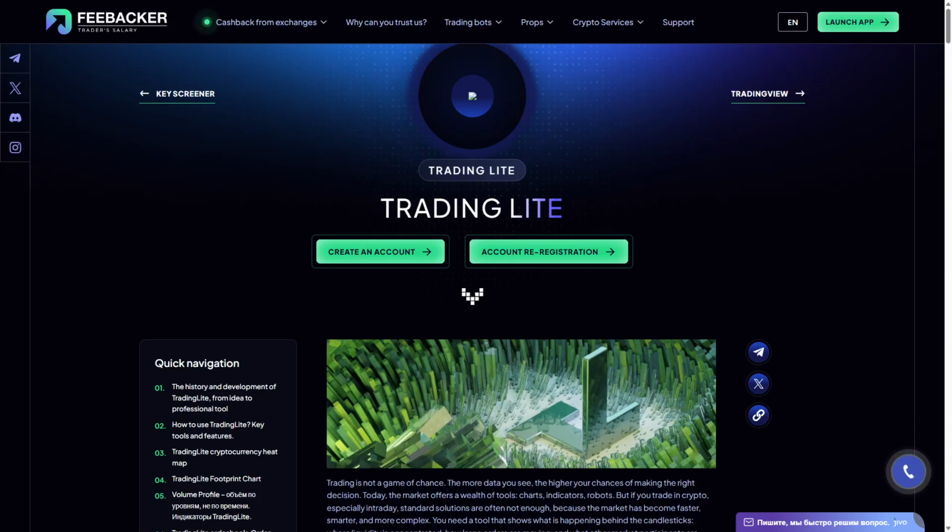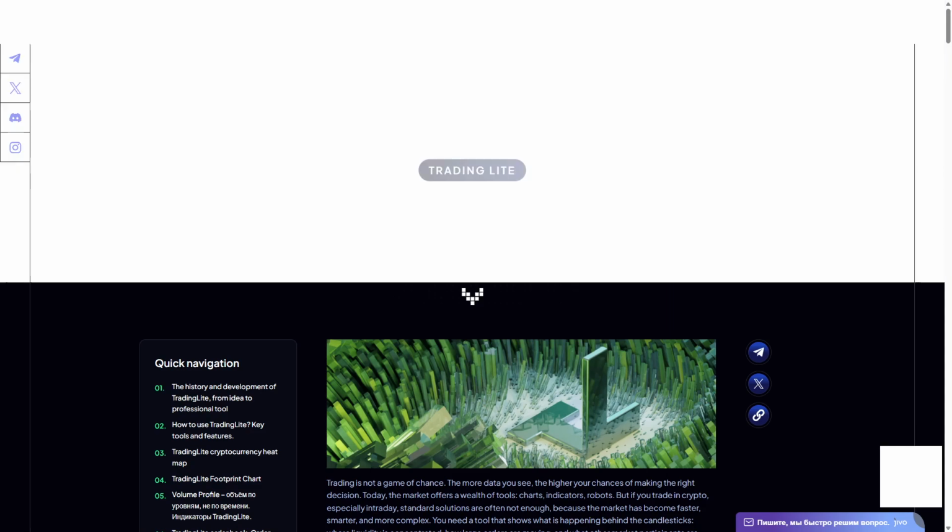TradingLite versus Exocharts. Which order flow platform is better? Choosing the right order flow platform can transform your trading precision without overwhelming complexity. TradingLite offers advanced heat maps, while Exocharts focuses on detailed footprint charts.